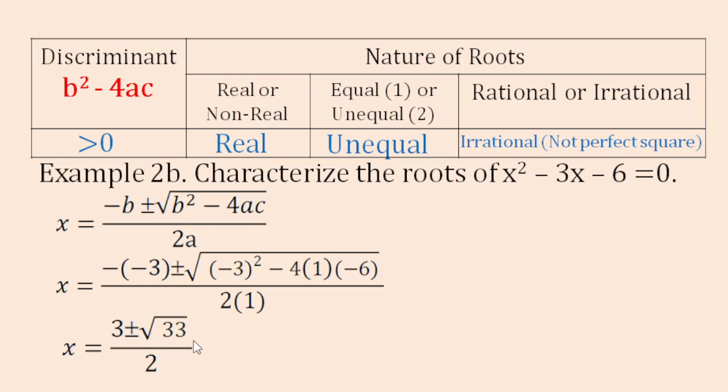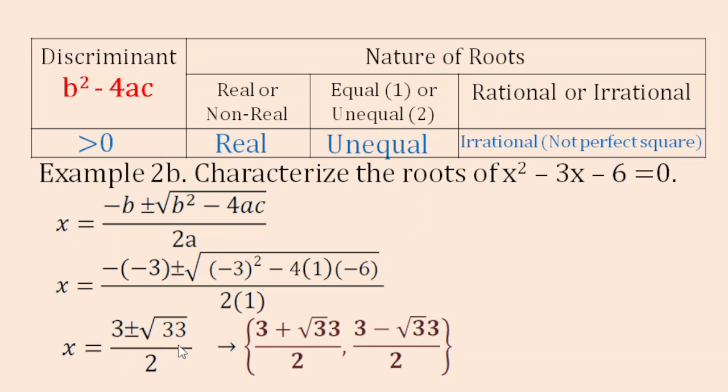Okay? As a matter of fact, to find the roots, we have 3 plus square root of 33 all over 2 as our first root, and 3 minus square root of 33 all over 2 as our second root. And why do we say irrational? It's because 33 is not a perfect square. So this 33 stays inside the radical sign. So we have radical, so it's irrational.